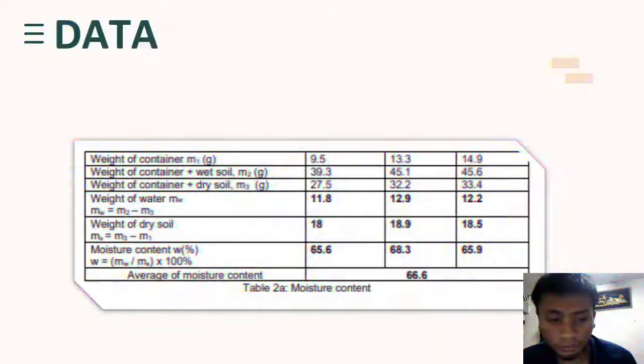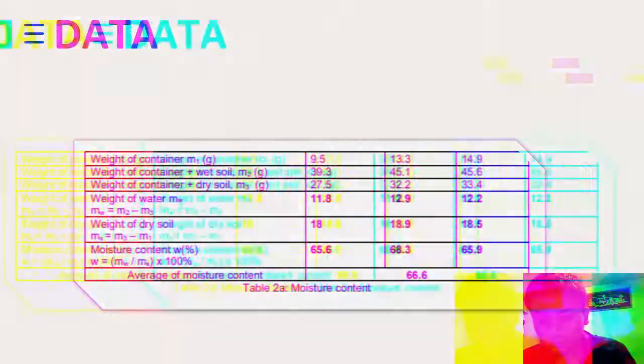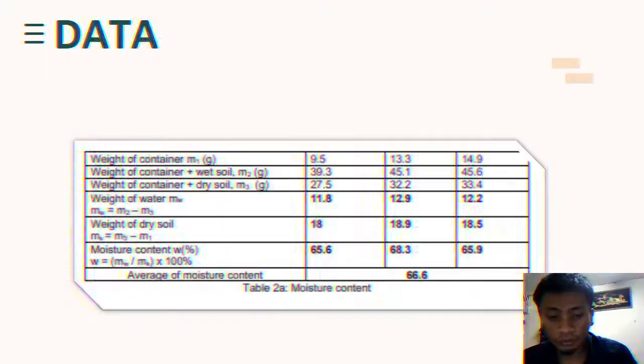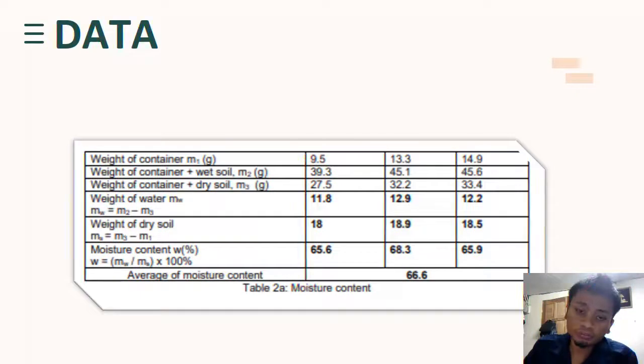And for the last one, the moisture content is 95.6, 98.3, and 95.9. We get the average moisture content of 66.6%. I think that's all from the sand displacement.